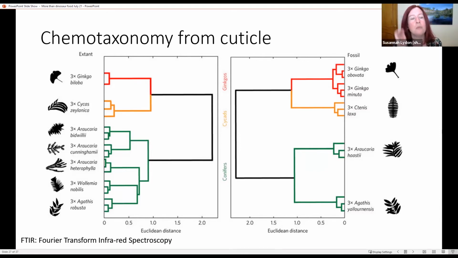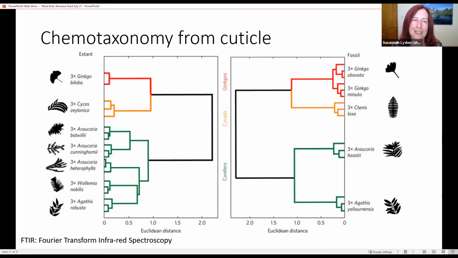And part of that is, if we don't have a modern version of the plant, that's really tricky to do. And we don't know quite how all these plants relate to each other. There's a lot of work going on at the moment with using this process, FTIR, which is Fourier transform infrared spectroscopy. It's an approach that gives you basically a spectrographic signature for different materials.